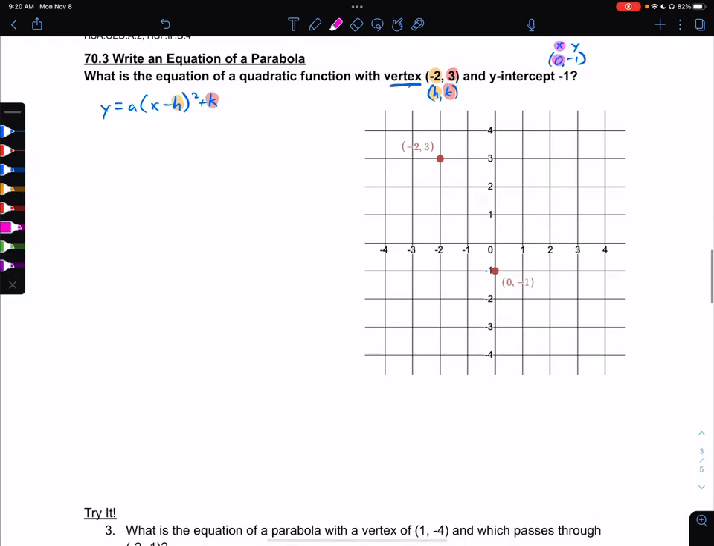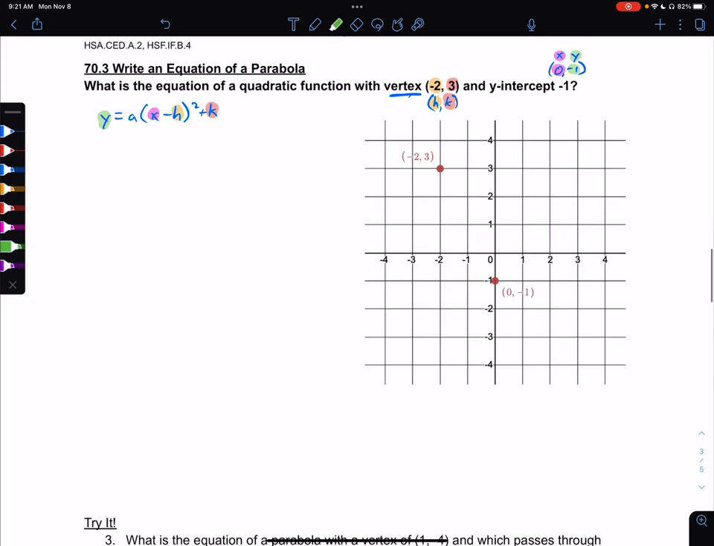My x value and my y value, which would be -1. And we just plug in the numbers and we solve for a. Once we know a, then we can use a, h, and k, and we can write this in a nice simplified vertex form, and we'll have the equation of the quadratic function.